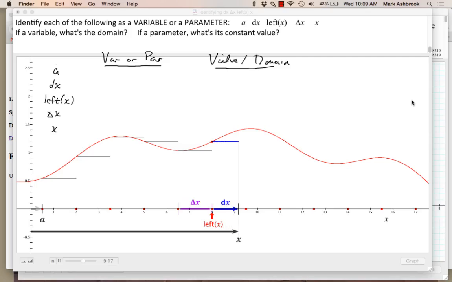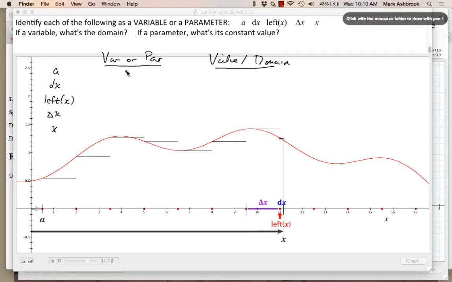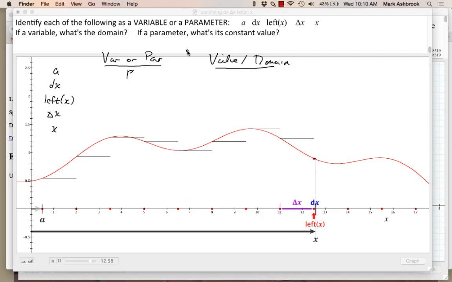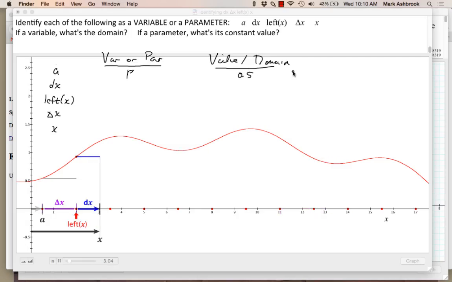How about a? Tell me about a. Variable or parameter? He's going with parameter. Agree? Yep, it's a parameter. And then what is its value? If it's a parameter, it's a constant value. So what is its value? 0.5. What do we think? Awesome. Okay. Next, dx.